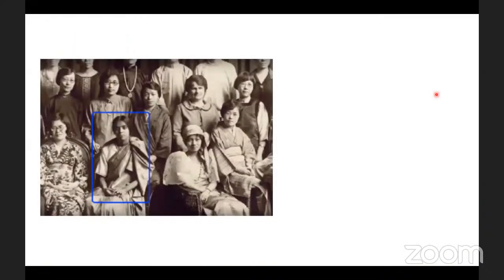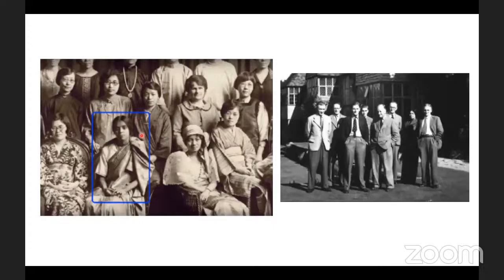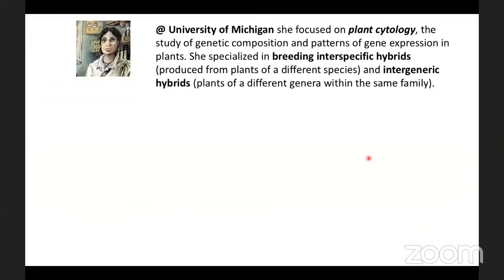Now, I'll just show you two pictures. This is a picture of Janaki Ammal as a graduate student at the University of Michigan. This is another picture of Janaki Ammal right there wearing a sari with white Western men in England. Just to show you that she was in the US as a student, and she was a cytologist working in the UK. Now, her research work really started when she did her doctorate degree in Michigan.